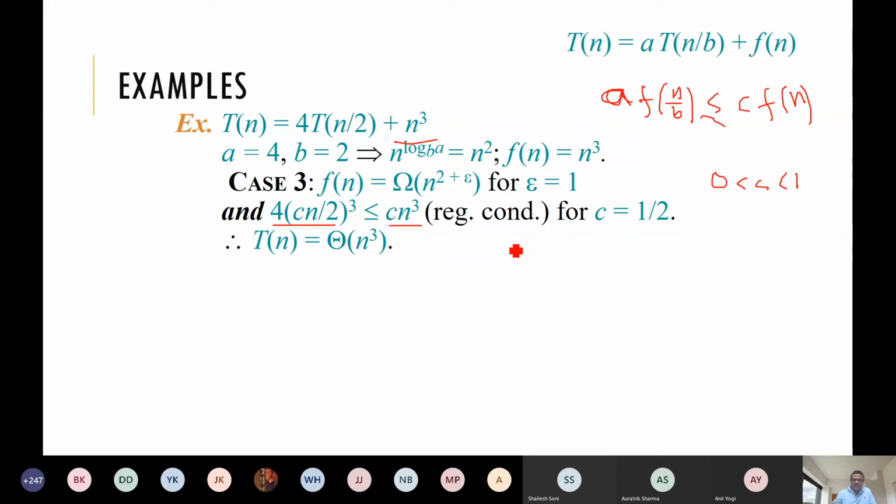This will be c n cube by 8, times 4, so by 2, less than or equal to c n cube. So for which value of c is this true? We can take c to be half, or any value of c between half and 1 will also work. So the regularity condition is also satisfied. Then we can say our solution is order of n cube. Any question on this?